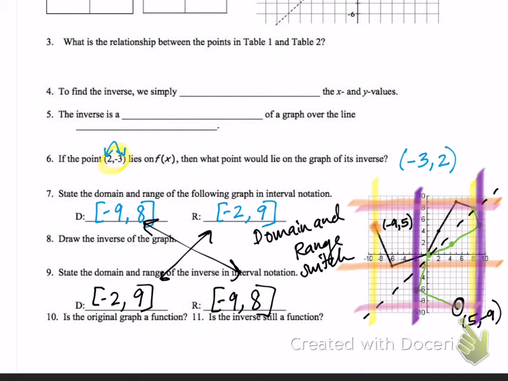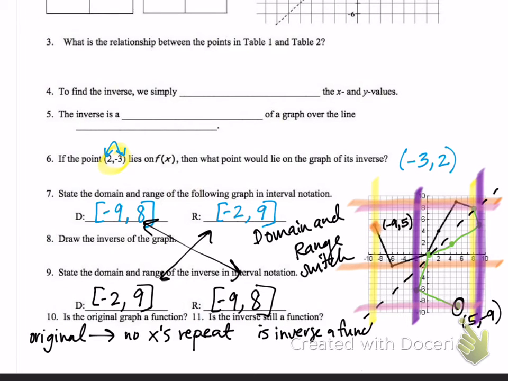If I'm telling if something is a function or not, like the original, I look to see that no x's repeat. If a question states, is the inverse a function? What am I looking for in the original set of data to not repeat? I have to say that no y's repeat.